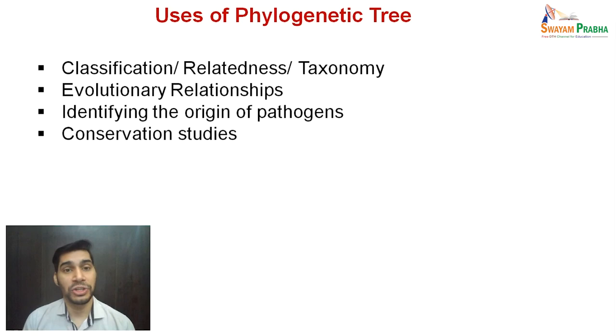Then the question comes: we have created the trees, but what are the uses of such trees? Phylogenetic trees have various uses in different branches. For example, in taxonomy or classification studies, or when you are predicting the relatedness of species or organisms, phylogenetic trees are very helpful. You can also predict the evolutionary relationships between organisms or species using the phylogenetic tree based on the molecular sequences. You can identify the origin of pathogens. For example, if a new pathogen comes and you do not know where it is coming from or what its origin is, phylogenetic trees are quite helpful. You can predict its ancestor and its phylogenetic history based on the phylogenetic tree. Also, in various conservation studies, phylogenetic trees are very helpful.